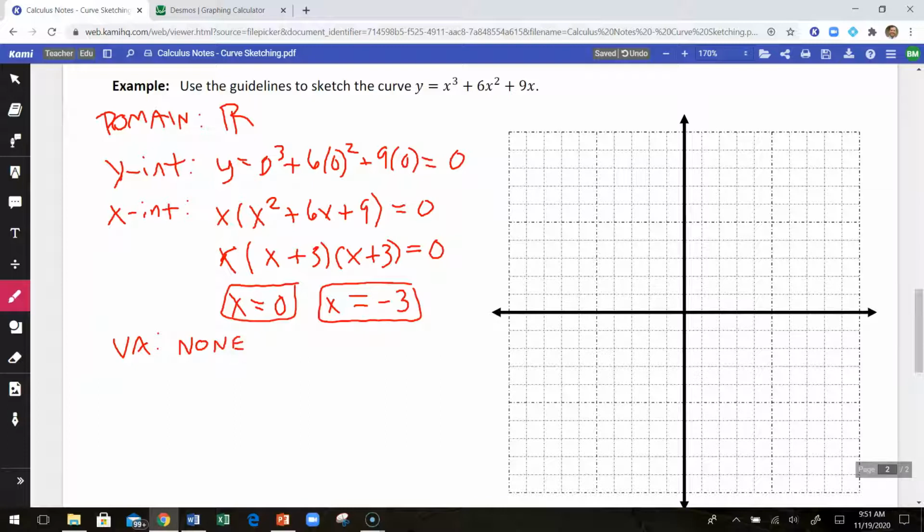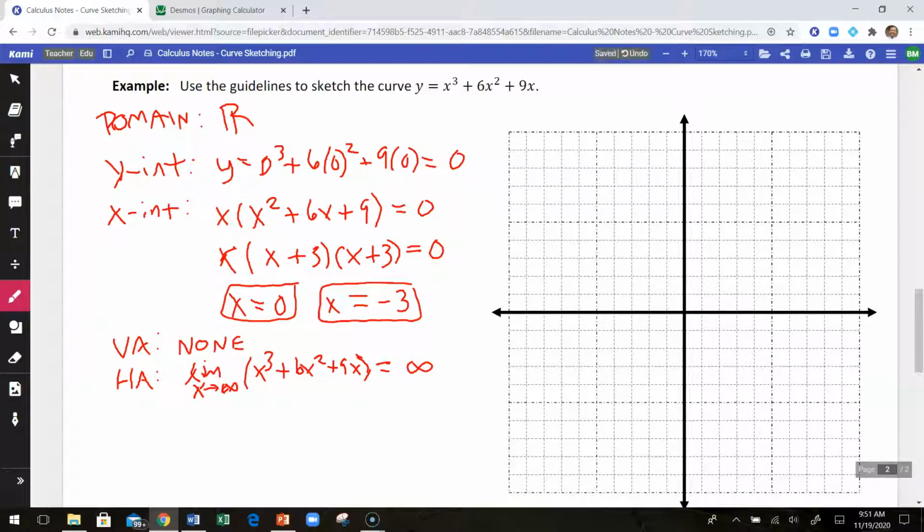And then horizontal asymptotes, again, same thing. If it's a polynomial, you're not going to have any. But the way you find horizontal asymptotes is you do the limit as x approaches infinity of your function. And I think this one's easy to see, that if you were to evaluate this at infinity, you would just get infinity, which means that there is no horizontal asymptote.